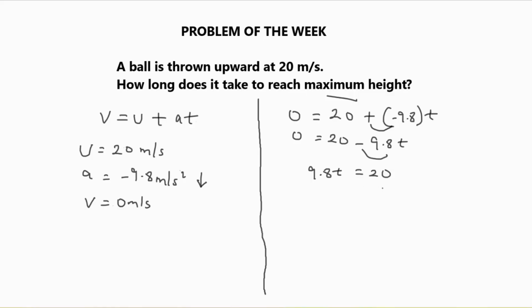So what next? We divide both sides by 9.8. So I divide this side by 9.8 and divide the right hand side by 9.8. So 9.8 cancels out 9.8. So therefore t is equal to 20 over 9.8, which will give us 2.04 seconds. So it means that the ball takes about 2.04 seconds to reach its maximum height.